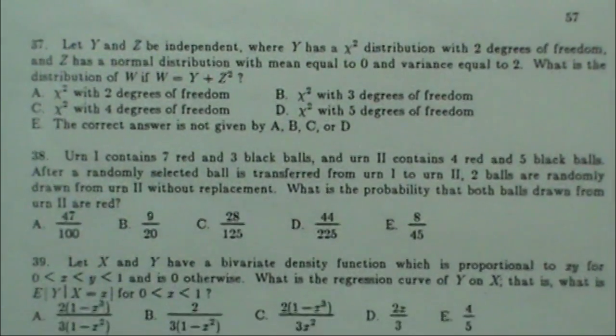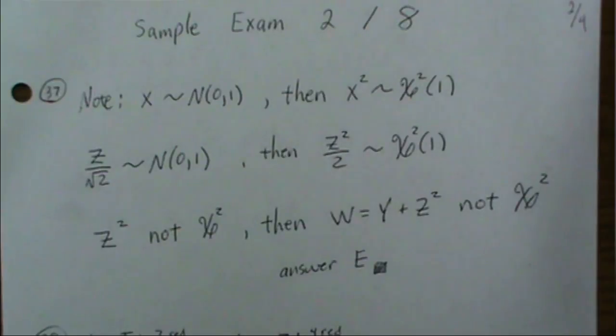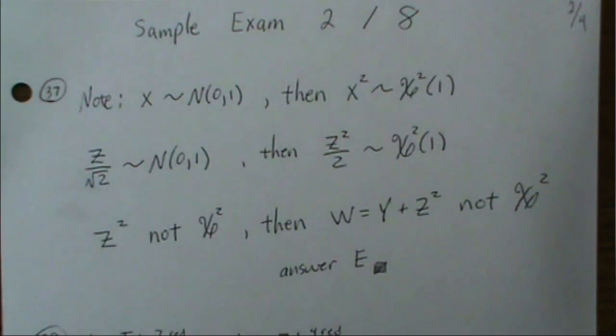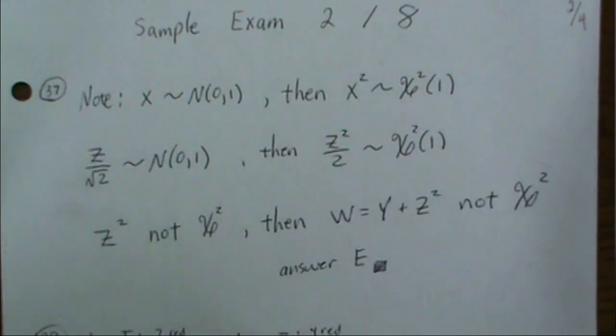Problem 37. Let y and z be independent, where y has a chi-square distribution with 2 degrees of freedom and z has a normal distribution with mean equal to 0 and variance equal to 2. What is the distribution of w if w is equal to y plus z squared?